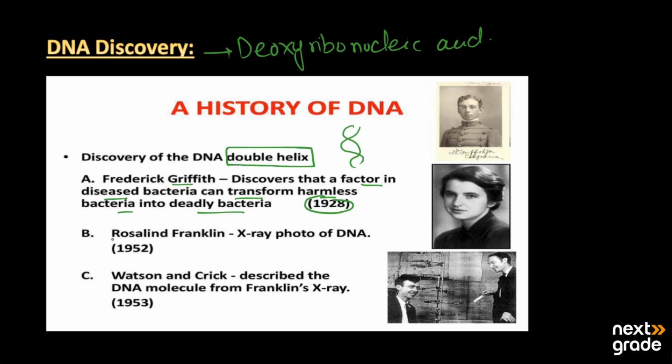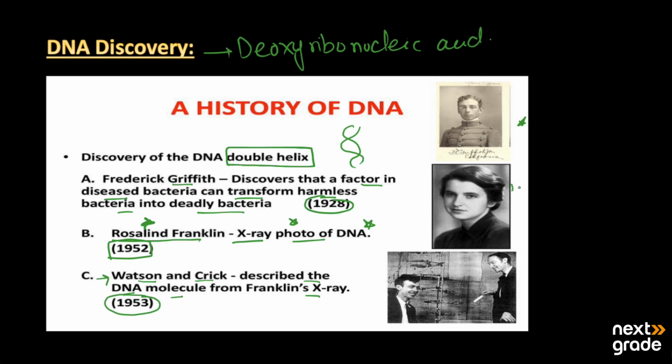After that, there was a scientist whose name was Rosalind Franklin. She took an X-ray of the DNA and made an X-ray photo. It was in 1952. After that picture, two scientists named Watson and Crick, whose complete names are James Watson and Francis Crick, described the DNA molecule from the Franklin X-rays. That was one year after the work of Rosalind Franklin. It was in 1953.